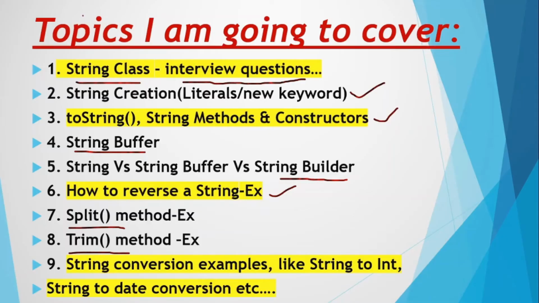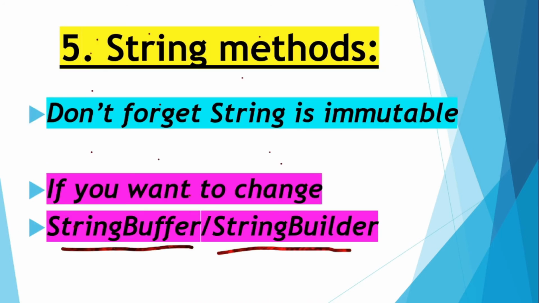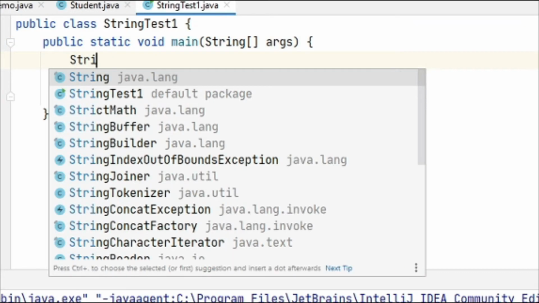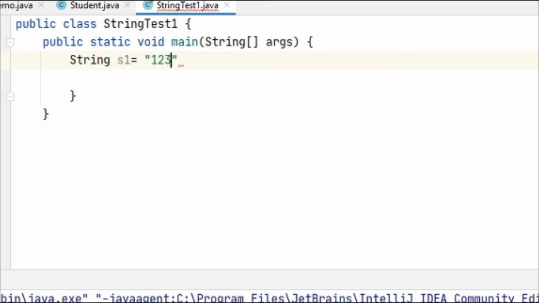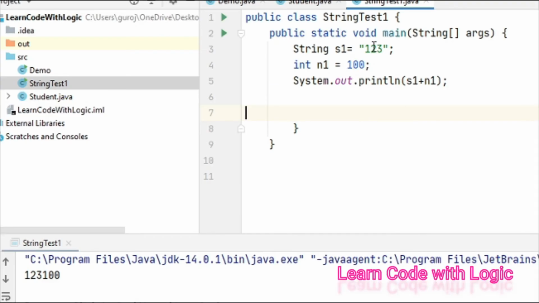Hey guys, welcome back. Let's continue our interesting discussion about string handling. Today I'm going to show one example about converting string to integer. This is just an example. We will see more about these conversions when we talk about wrapper classes in future. In a class, take a string and one integer. Suppose you want to add these two numbers, what will we get?